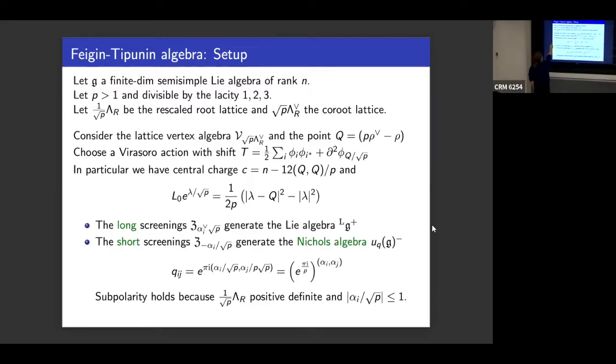If G is a finite dimensional semi-simple Lie algebra, let P be a number which should be divisible by the lacity. And now we take, and we will see why this is good, the root lattice divided by square root P, and we take the co-root lattice. For simply laced, it's just the root lattice. The co-root lattice rescaled by P. What is important is that this is in the dual lattice of this, and this is responsible for this divisibility condition. Otherwise you have a problem at this point.